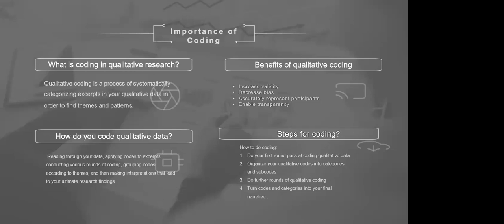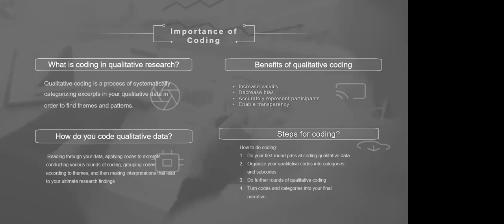And then you organize your qualitative data into categories and subcodes. So you might find that, based on the responses from the people you're interviewing, on your transcripts, on your videos, there was a lot of information. So in each category, you can divide it into a subcategory. And then you can do further rounds of qualitative coding, and then turn codes and categories into your final narrative.